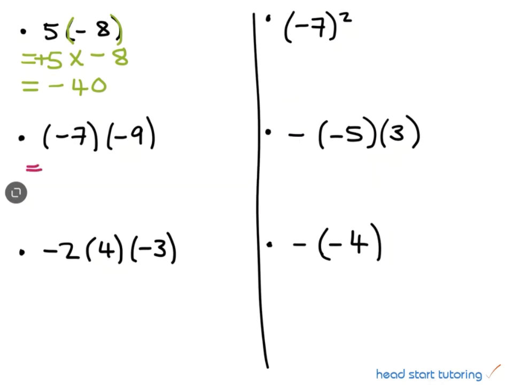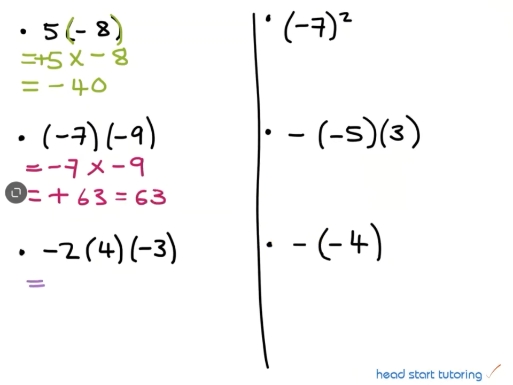Let's now have a look at negative 7 in brackets and then negative 9 in brackets. This just means negative 7 multiplied by negative 9. And that gives us an answer of a negative multiplied by a negative is a positive, and 7 multiplied by 9 is equal to 63. So we end up with an answer of positive 63, or just 63.